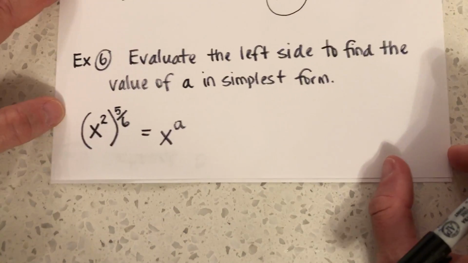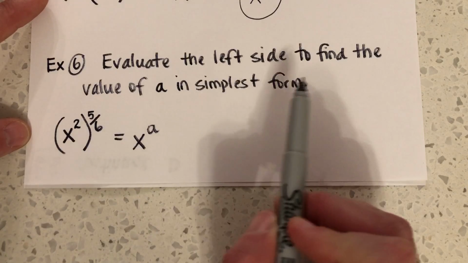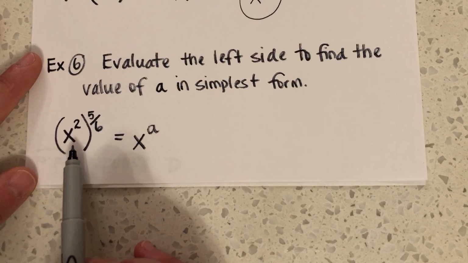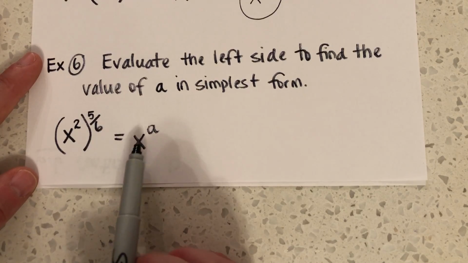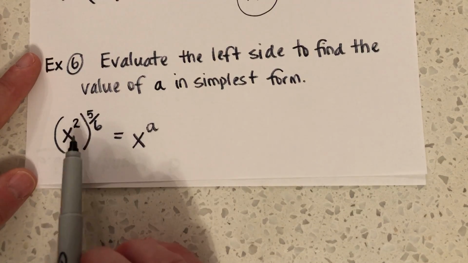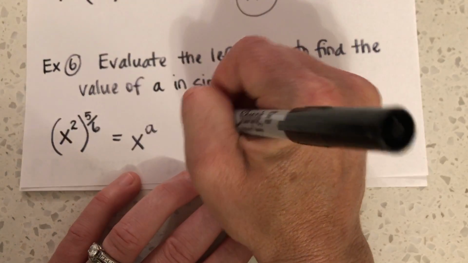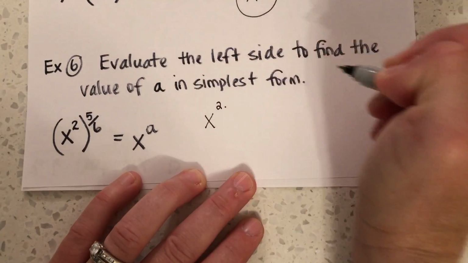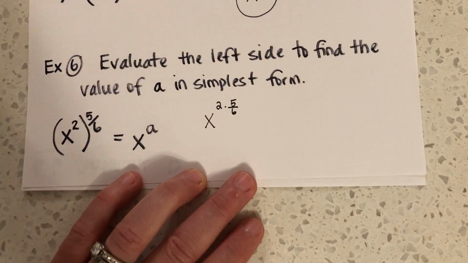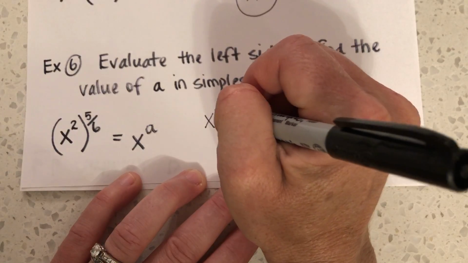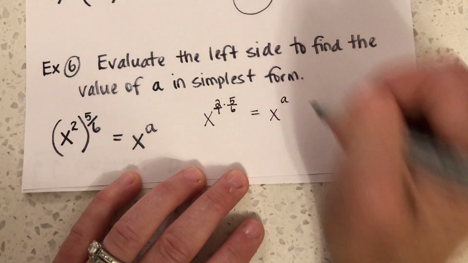All right, last one. This is how Delta Math is going to ask you. Evaluate the left side to find the value of a in simplest form. So if we have to evaluate this expression, x squared raised to a power of 5/6 equals x to the a. Well, what does a equal? Well, what does this exponent become? So we're going to do power to power, we multiply. So it'll be x to the second times a power of 5/6. Well, we need a denominator, so throw 2 over 1. And now we multiply straight across. And that is what x to the a is going to equal.